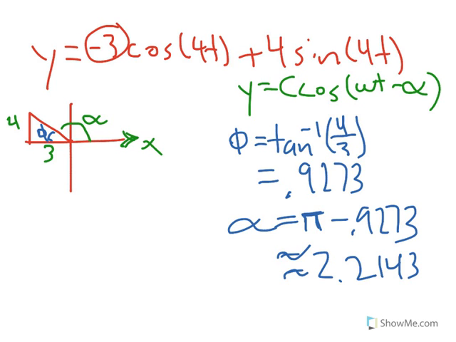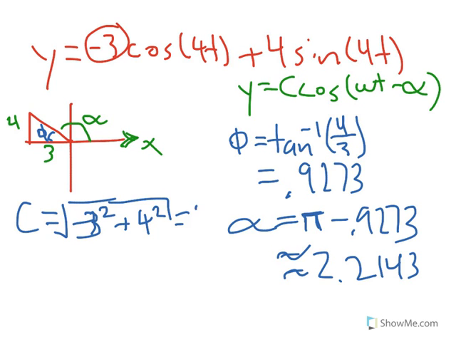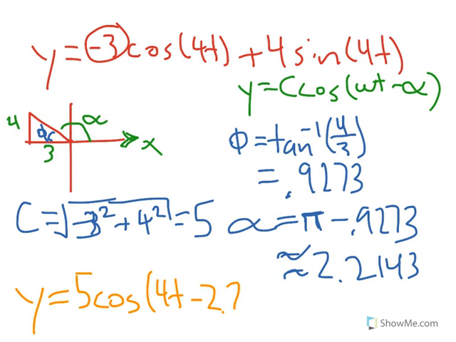So now we have our alpha and our coefficient as well. Well, actually we didn't calculate our coefficient. Our coefficient will simply be c equals the square root of negative 3 squared plus 4 squared, which of course will just equal 5, since the squared takes care of our negative. So now we get our final function, which is y equals 5 cosine of 4t minus 2.2143.